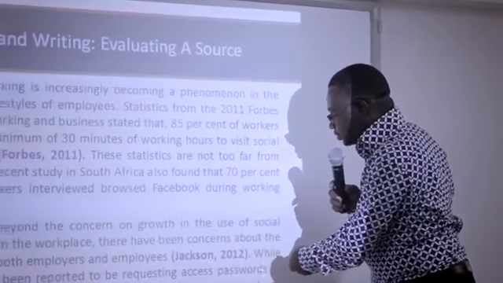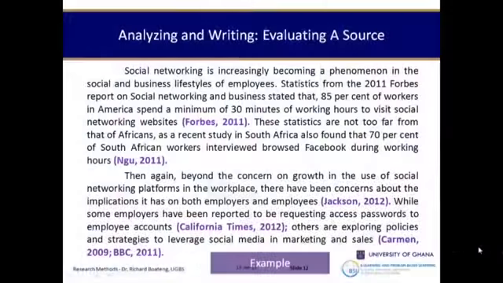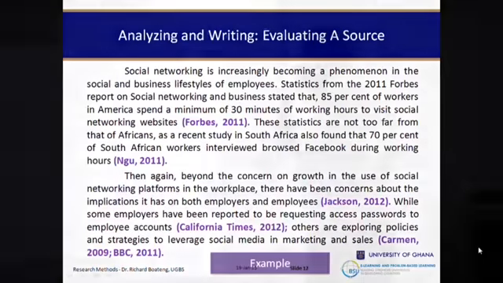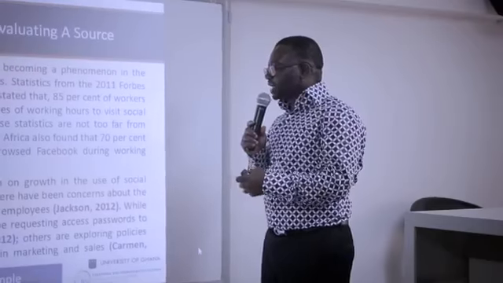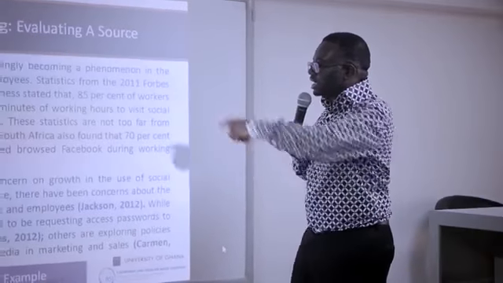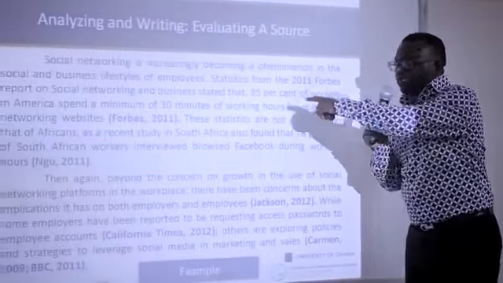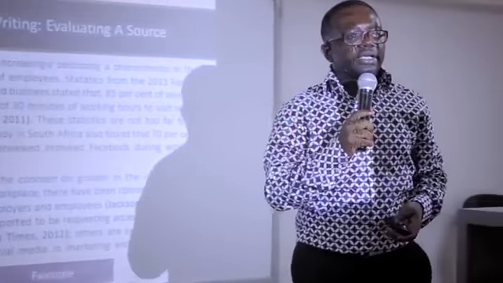And these two concerns are put together. One is from Jackson 2012. One is from BBC. Another is from Carmen. Another is from California Times. You can see a mixture of periodicals and academic works being put together. And all of them coming together to be able to put out this particular statement, which is the concern. There are two key issues here. The fact that social networking has become a concern for both employers and employees, and another thing is the fact that it's also increasing in the lifestyles of employees. Do you see that? And each of them has taken a paragraph.